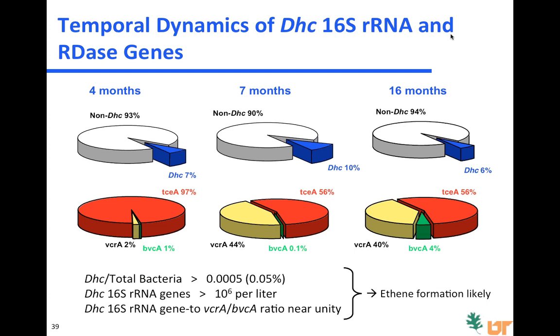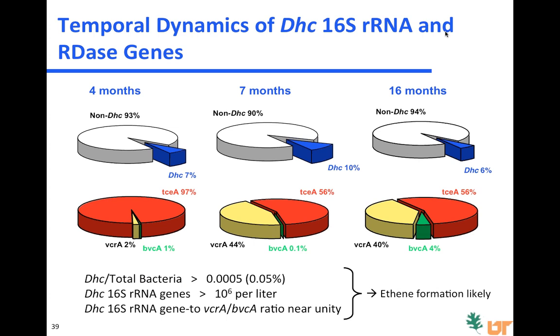We looked at this type of analysis at many sites, and this may be of interest to some of you. How can we use this type of information to make predictions if ethene is formed? What we found, at the bottom, is that you can, for example, using molecular tools, determine the total number of D. helicoccoides and estimate the total number of bacteria based on 16S rRNA genes. If the ratio of D. helicoccoides to total bacteria is about 0.05%, it's very likely that ethene is formed.